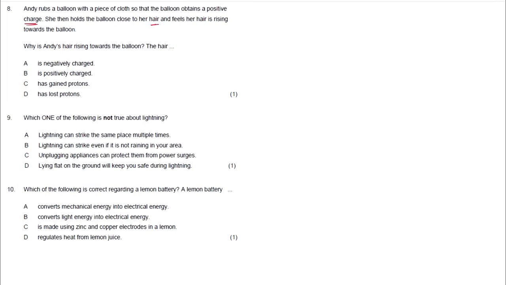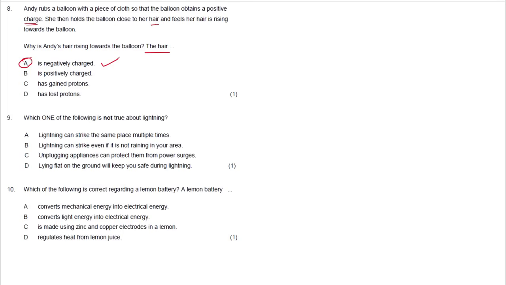So now the question is asking why is Andy's hair rising towards the balloon? So this basically means that the hair is negatively charged. And our answer will be option A, right?